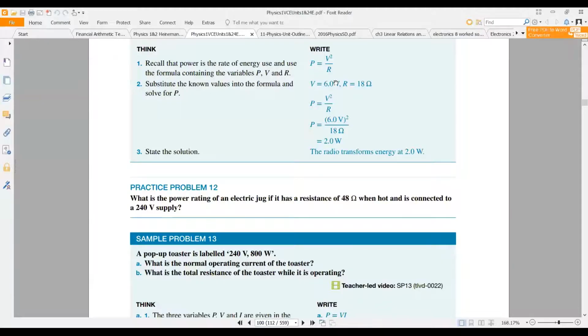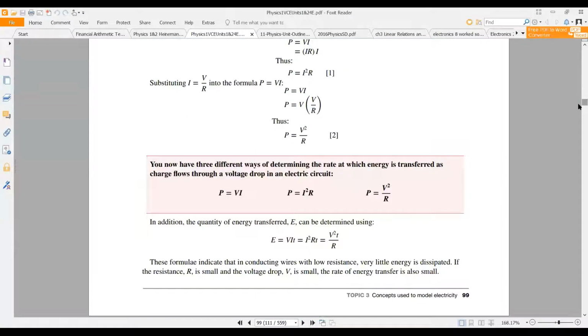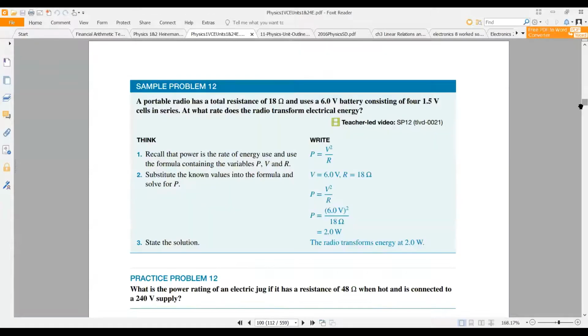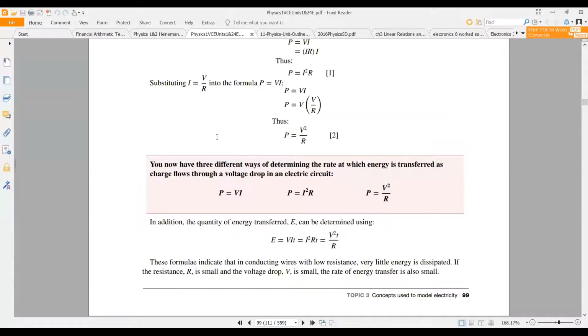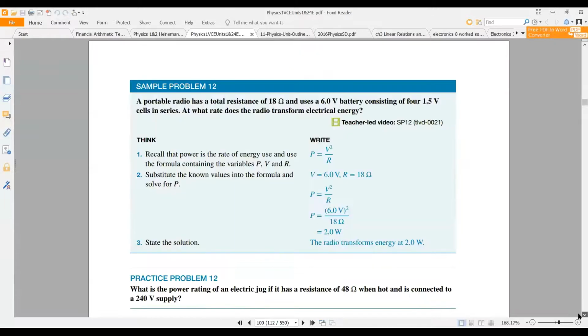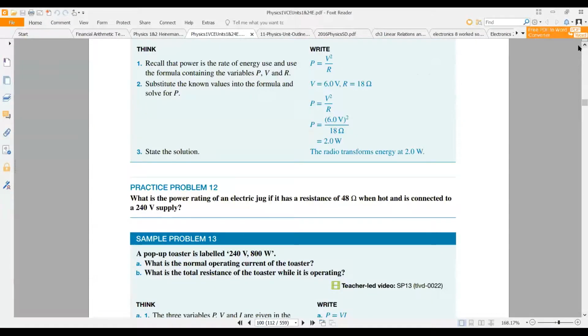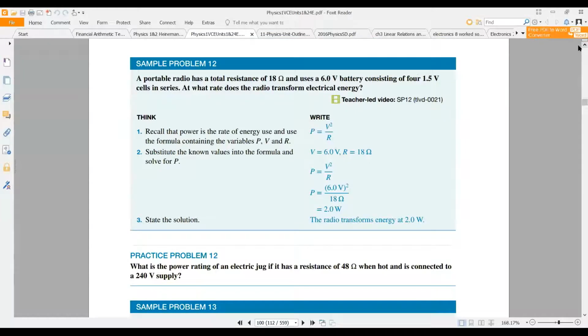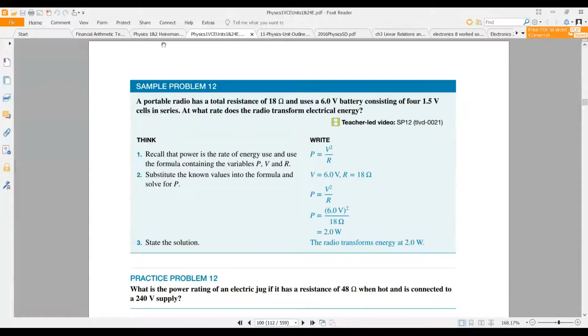Now this is in your textbook. What we're going to do is look at 2 of the worked examples, and here we've got the formulas that I just talked to you guys about. Here are the 3 power formulas. I'm going to go through these two worked examples with you guys, and then that'll be the end of the lesson.